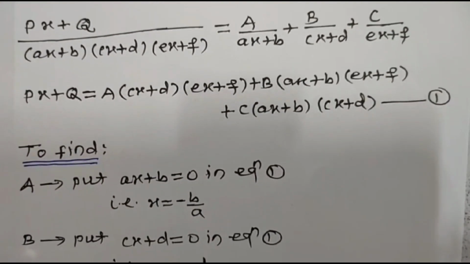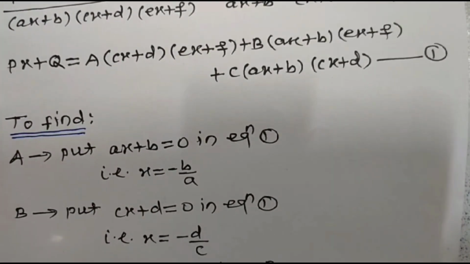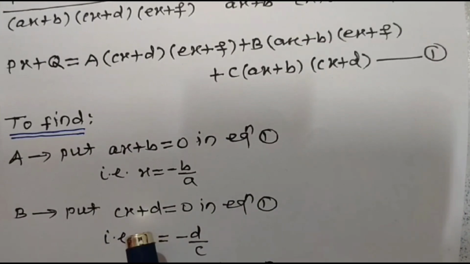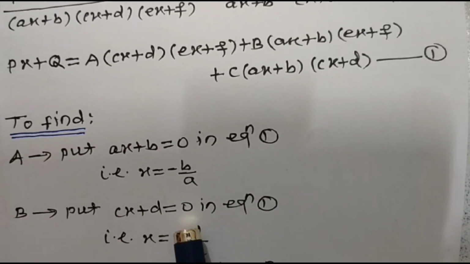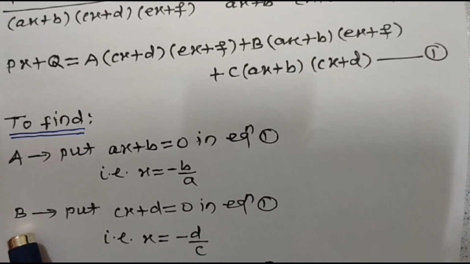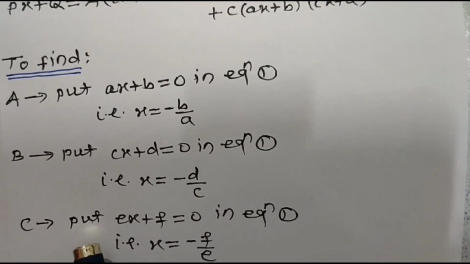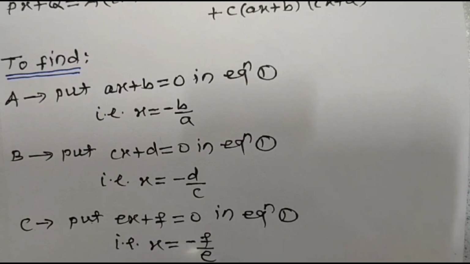Then, to find the value of arbitrary constant B, put the denominator of B, that is cx plus d, equal to 0 in equation number 1. That is x equal to minus d upon c, and this gives the value of arbitrary constant B. And then, to find the value of C, put the denominator of C, that is ex plus f, equal to 0 in equation 1. Hence x is equal to minus f upon e, which we substitute in equation number 1. That gives the value of arbitrary constant C.